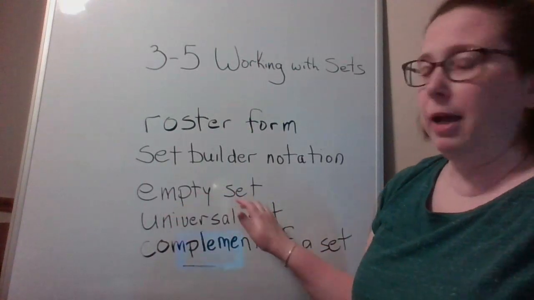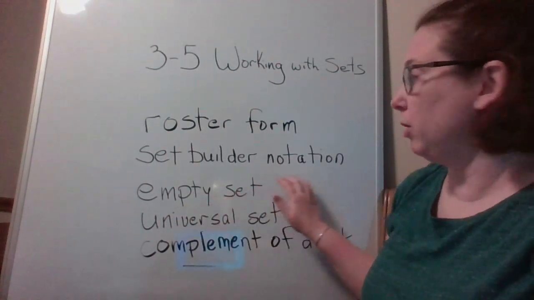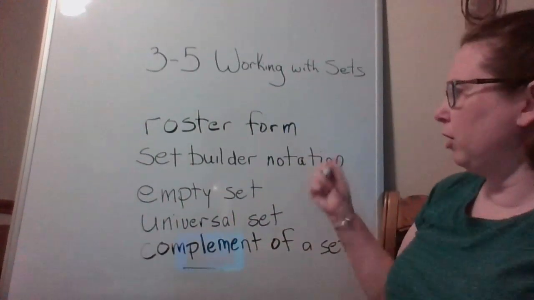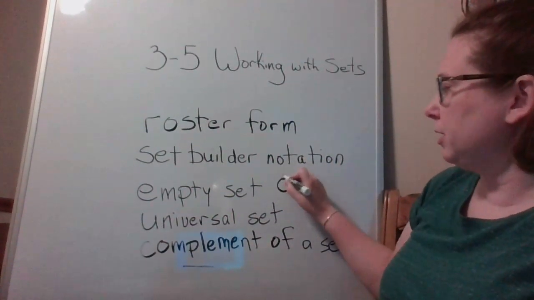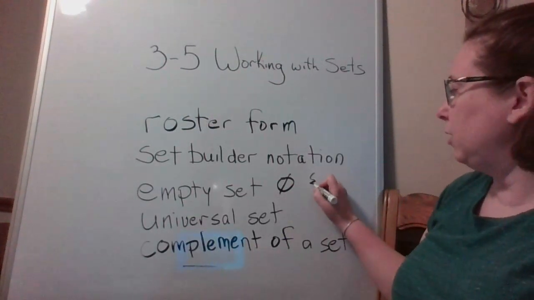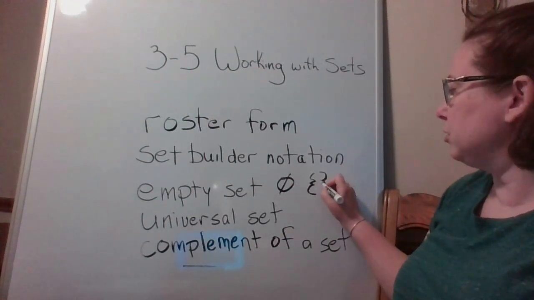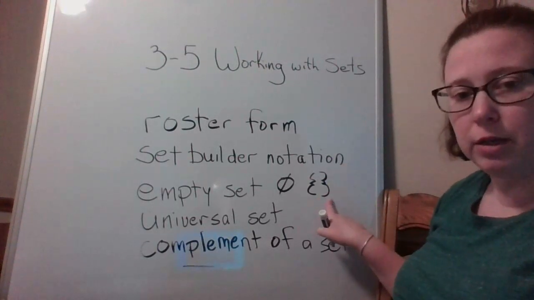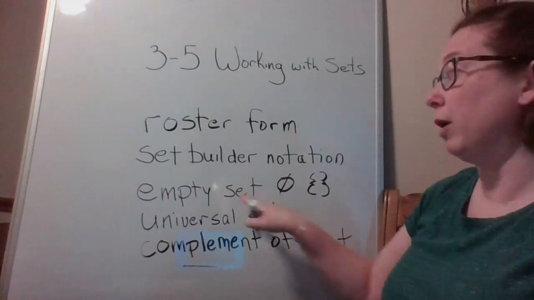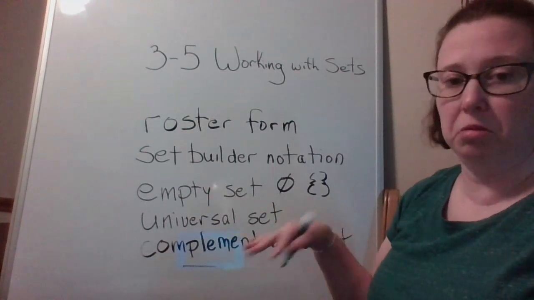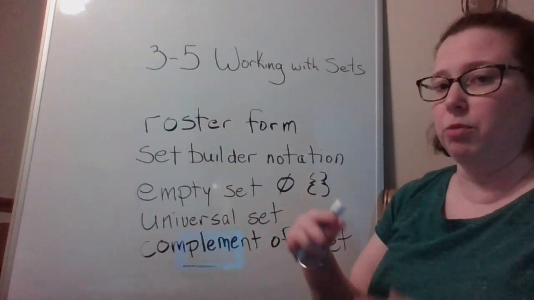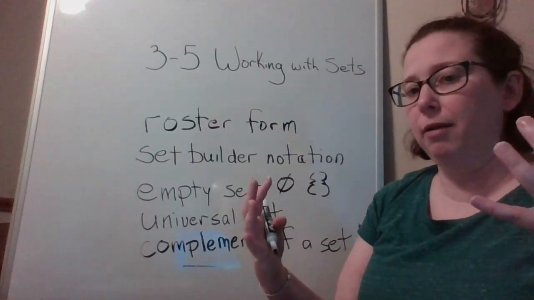Coming down, we have the empty set. This is the one that we had talked about before, and you might remember me saying you could write it like that, or you can do the little set marks and just leave it empty. Both of those are good ways to say that you have an empty set, meaning nothing is going to work there. Universal set is your biggest set that you have.